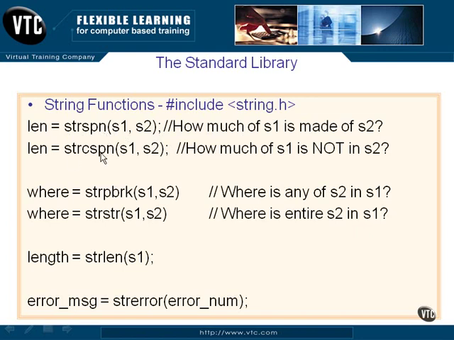strcspn is looking for how much of S1 is not in S2. We want to know how far we get down S1 before we hit one of the characters in S2. So how much of it is not in S2?